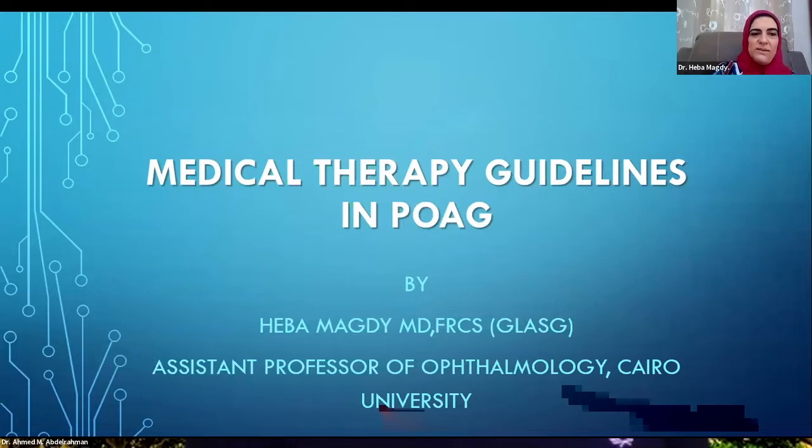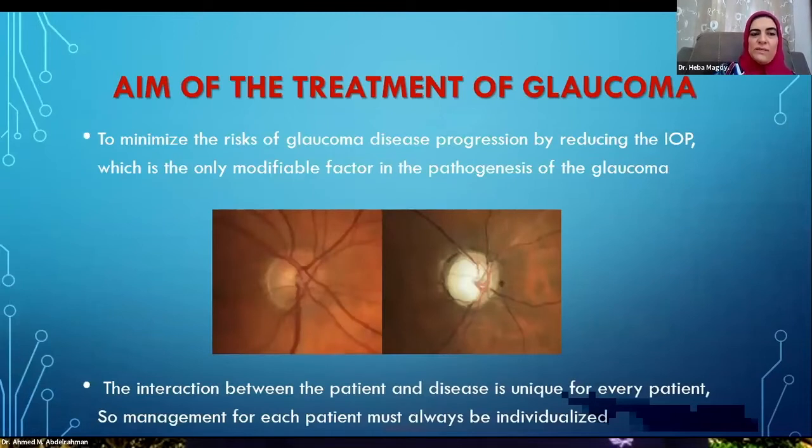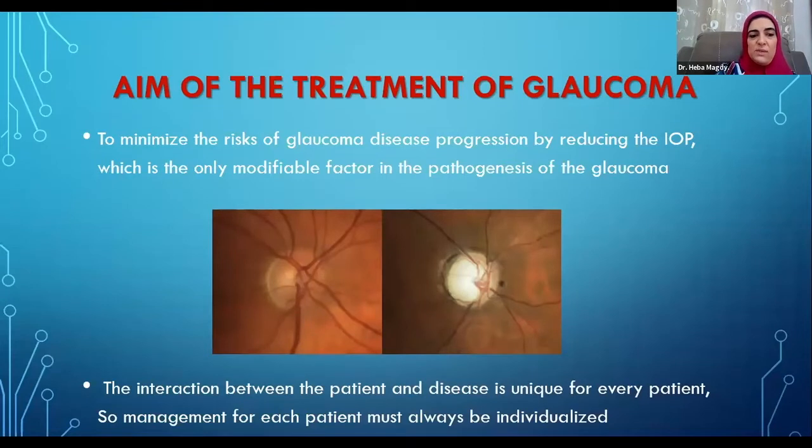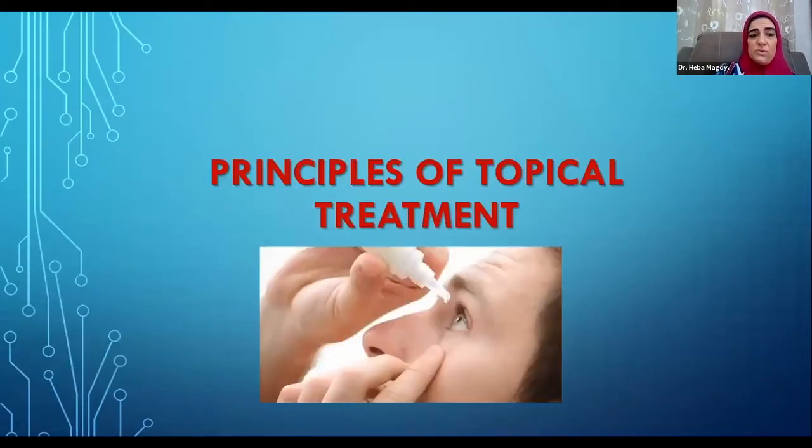Now we are going to speak about the medical therapy guidelines in primary open angle glaucoma. The aim of the treatment of glaucoma is to minimize the risk of disease progression by reducing the intraocular pressure, which is the only modifiable factor in the pathogenesis of glaucoma. The interaction between the patient and the disease is unique for every eye. You can rarely find a similar glaucomatous eye to another, even in the same person. So management for each eye must always be individualized.